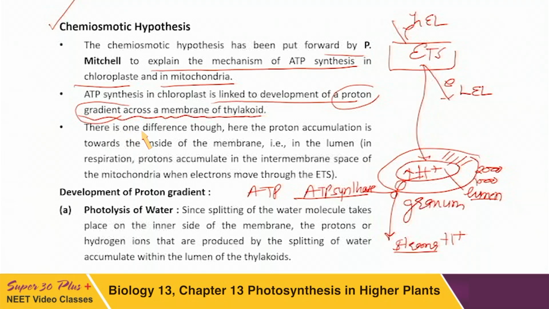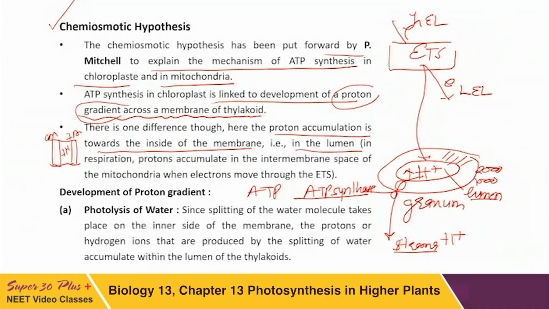There is one difference: here the proton accumulation is towards the inside of the membrane, that is, in the lumen of the chloroplast, while in the case of mitochondria, you have to study in time to come, the protons will accumulate in between the two membranes, the outer membrane and the inner membrane.